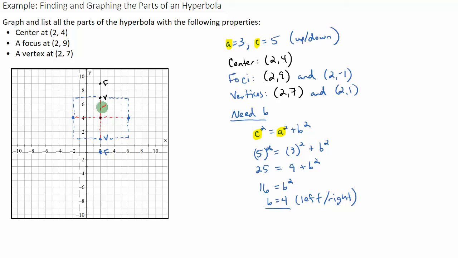Again, this was my transverse axis and this was my conjugate axis. And once I have my center rectangle, I can draw my asymptotes. So they go through the corners of the rectangle and through the center of the box. Okay, so there's one of them. And let's talk about the equation of this asymptote.